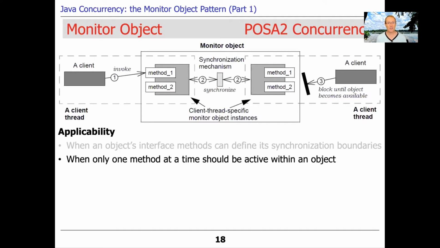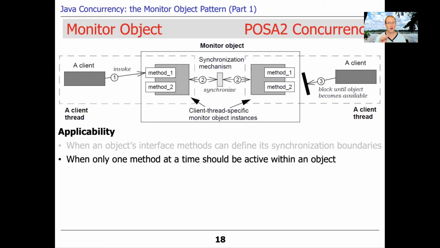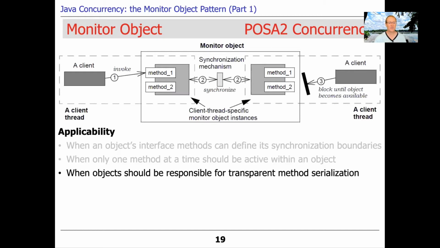And of course, the whole point of that is to ensure that we can essentially maintain and manage critical sections. So you want only one method at a time so that you can ensure that mutable shared state is not corrupted by having multiple methods inside the object making changes that are not coordinated.